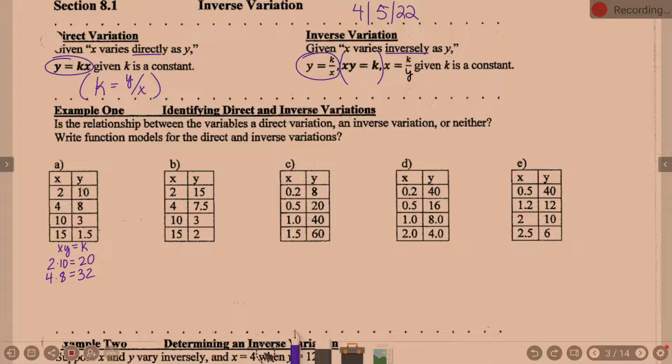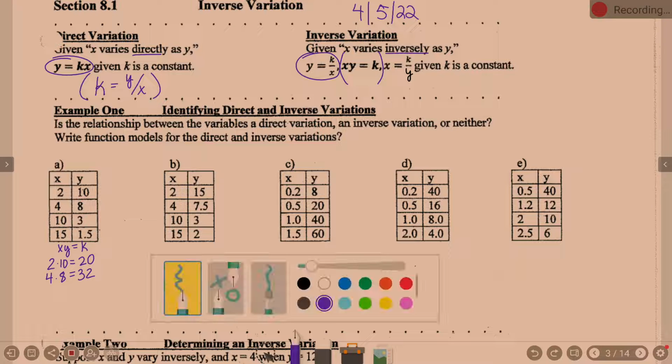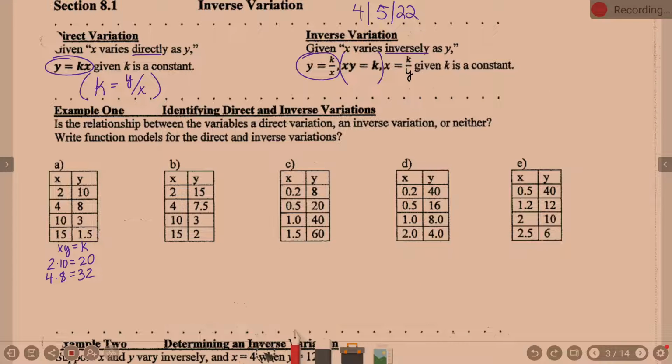What does this tell me at this point? x times y equals k. They gave me two different k values. Well, if this is inverse variation, my k value is going to be the same every time. So I'm going to stop here on testing inverse, and I'm going to say, okay, this is not inverse variation, because x times y was giving me multiple different numbers.